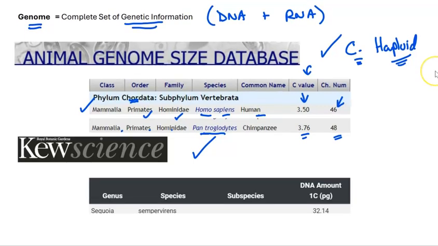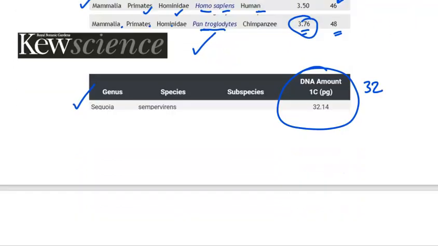Plants, you can do the same kind of selection there, looking up species of plants. You can see that I selected here the Sequoia sempervirens, which is the sequoia tree, and I was able to obtain the C value there, and you must be struck immediately by the difference between the C value here of 32 compared to that of the chimpanzee of 3.76. So that does raise questions in our own mind about how to interpret these databases and their uses. Links to both databases are in the description below.